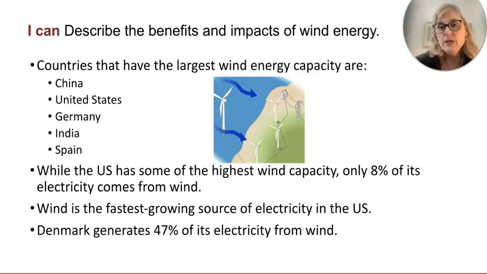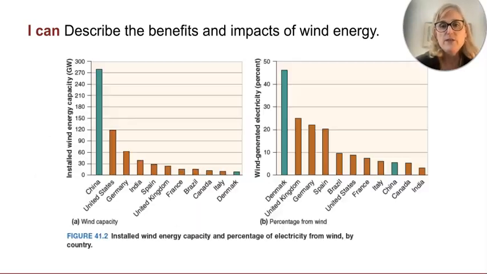You need to know the top 3 countries that are using wind: China, the US, and Germany. The US has some of the highest wind capacity, so we have very windy areas of the country. Only 8% of our electricity comes from wind, but it is the fastest growing source of electricity in the US. Some countries that are much smaller, like Denmark, generate 47% of electricity from wind.